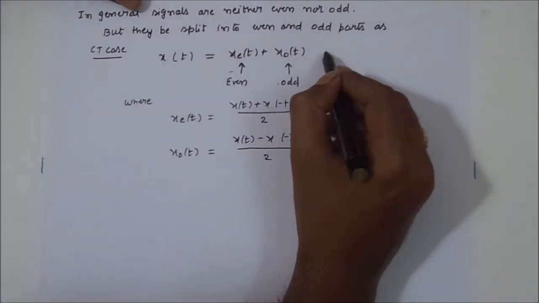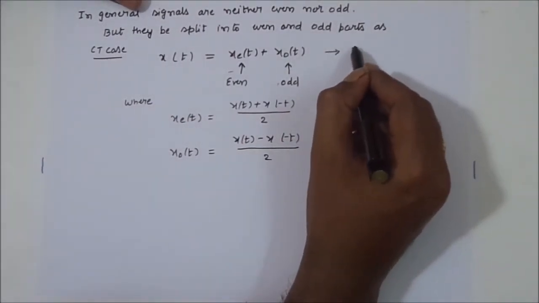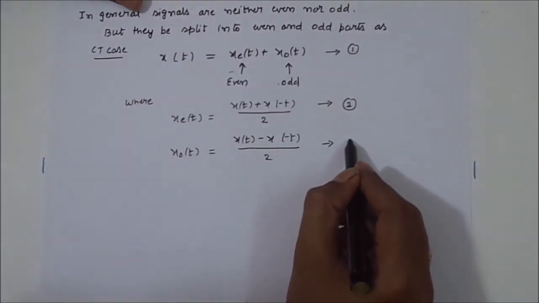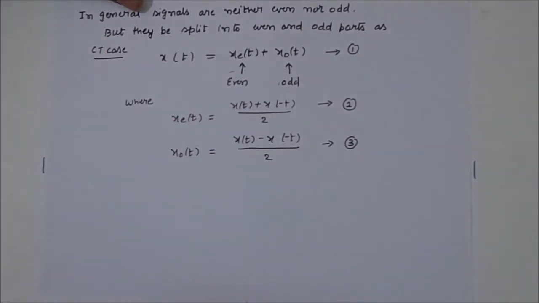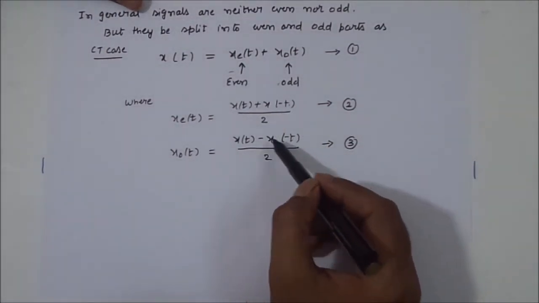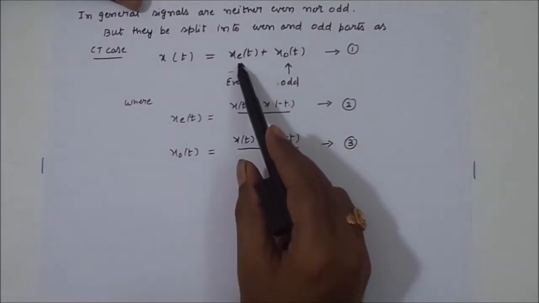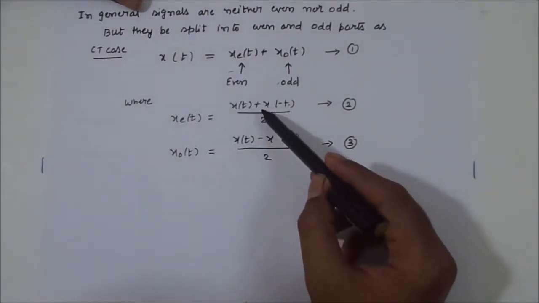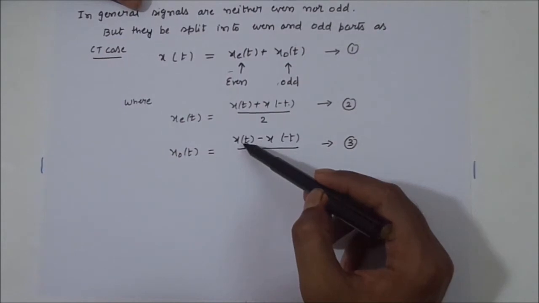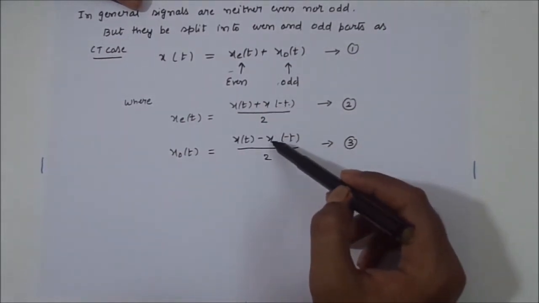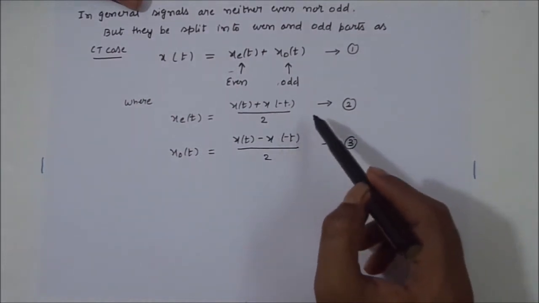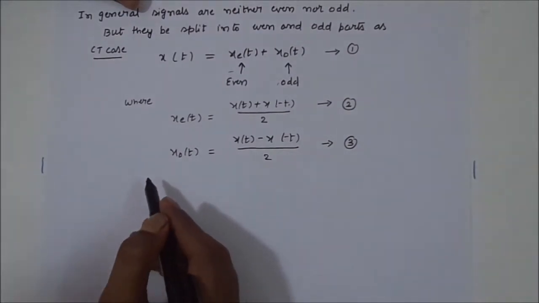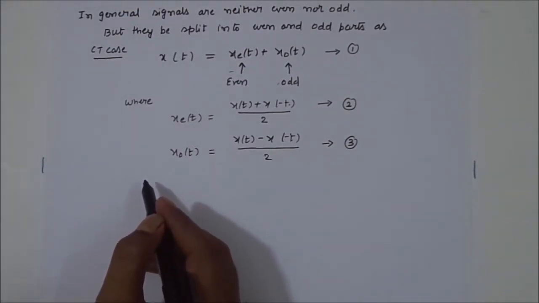Let us call this equation 1, this equation 2, and this equation 3. It is clear that if you add xe of t and xo of t, you should get x of t. Let us see that. What happens if you add these two? x of t gets added to x of t, that is 2x of t, and x of minus t and minus x of minus t get cancelled out. So I'll get 2x of t by 2, which is nothing but our x of t.